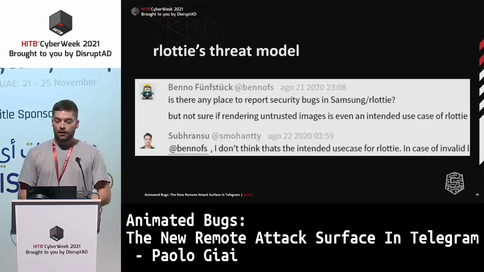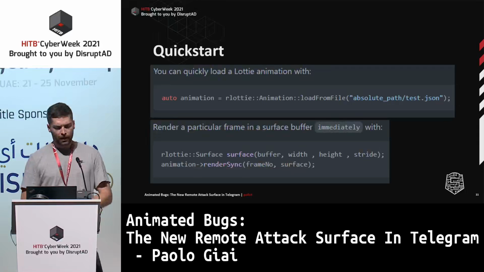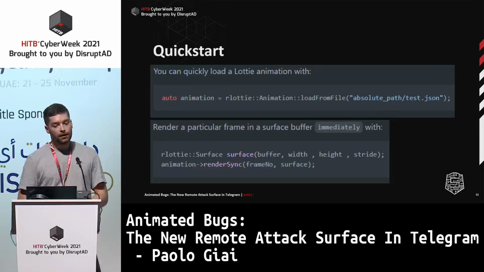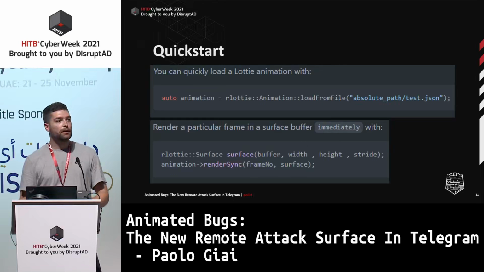So it creates a problem for Telegram, since they will need to track and fix each and every issue they find, since the threat model is different. So let's have a quick look at how we can basically use rLottie, since as I mentioned earlier, it's open source, so you can directly use it and analyze it.